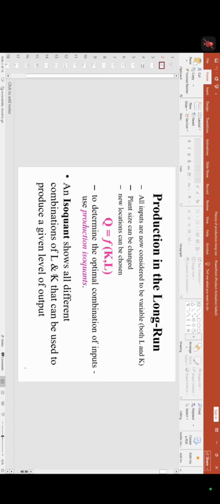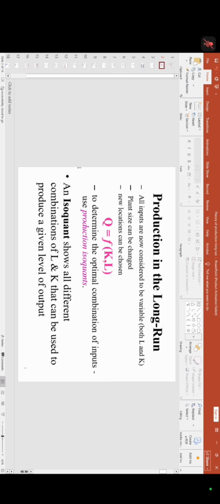As I previously mentioned, if you need to produce 100 batches, you may use 10 labor and 10 capital for that. That might be an optimal combination to produce 100 batches. Or else you can use 5 labor and 15 capital. That also produces an optimal combination of these input levels to produce 100 batches. So these are all the different combinations of L and K that can be used to produce a given level of output. Basically, this is the isoquant.